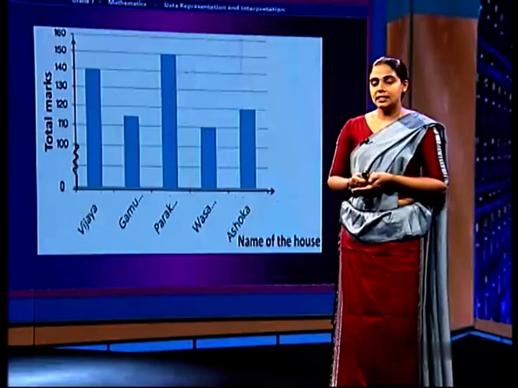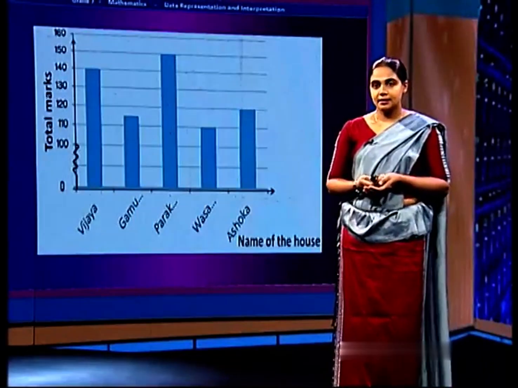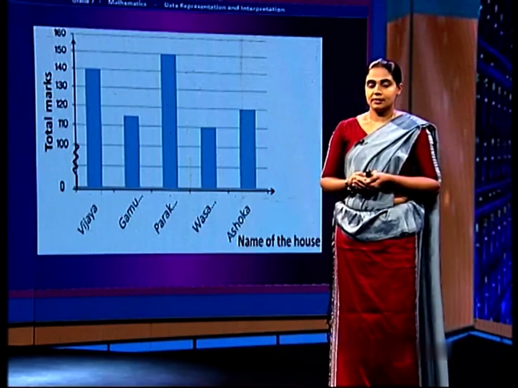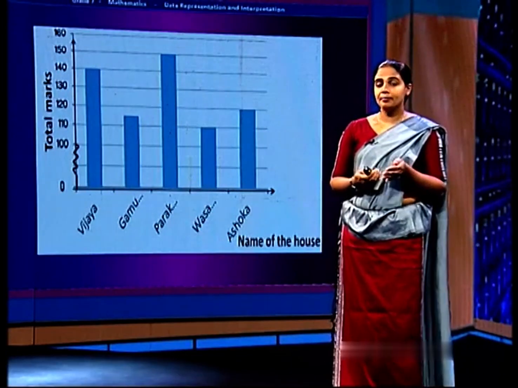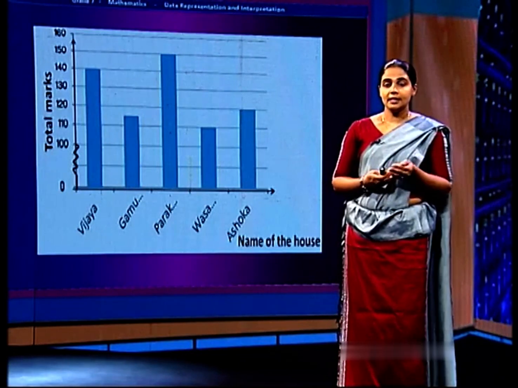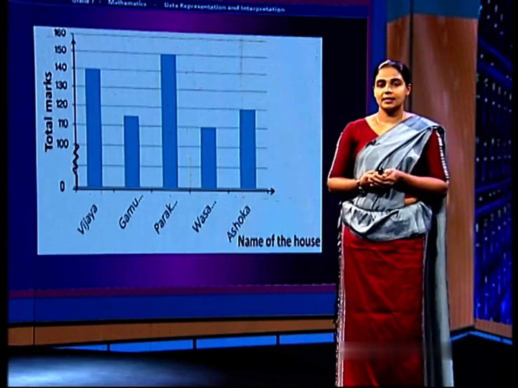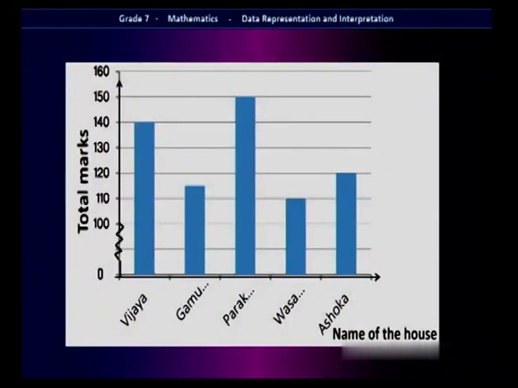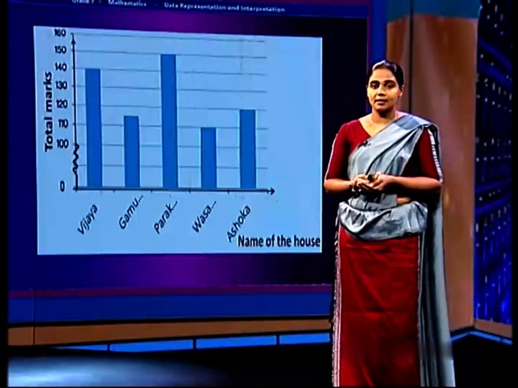Now isn't it easy to read these bars? You can know the values, and you can compare bars. Then compare the height of bars. Then we can select the winner house. Then the winning house is Parakum. The reason is having the highest bar. It means having the highest marks.